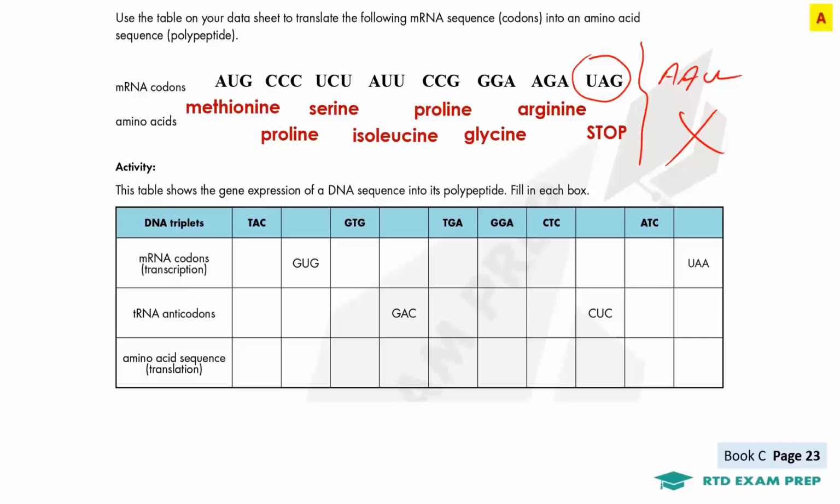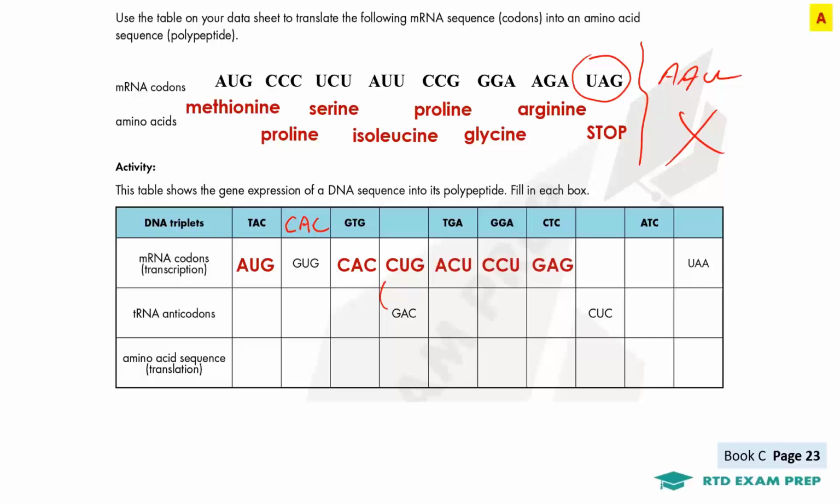Let's take a look at the next table. This table shows the gene expression of a DNA sequence into its polypeptide. Fill each box. So let's start at the mRNA level. If you have TAC, you should be able to go, without a doubt, AUG. If this is GUG, you should be able to go CAC. And we continue, GTG, CAC. This time we're reading from here. G to C, A to U, C to G.